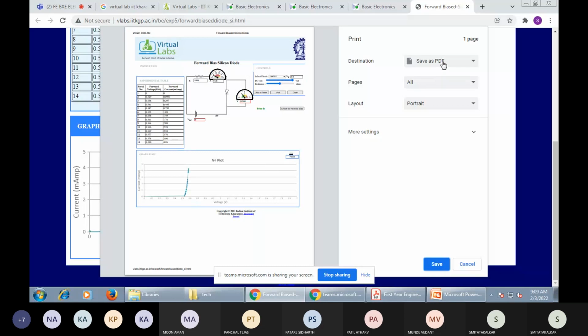Whatever destination you want, choose your folder, save it there and click the save button. Okay, till here you can understand.